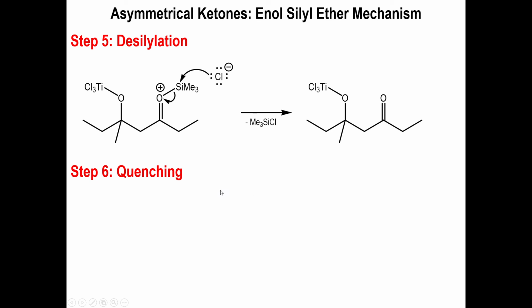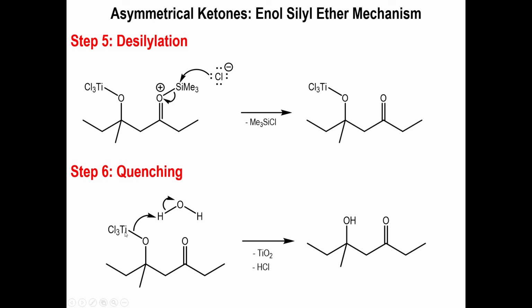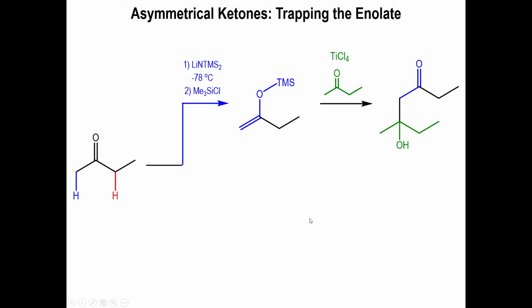So all you do is you just quench it. You add water to this thing and you let the alkoxy group get protonated. And the titanium eventually will crash out as titanium oxide. You'll be producing a little bit of HCl in the process as well. But if you use slightly neutral to basic conditions, then you can completely remove the HCl as water as well. All right, so that's how this mechanism technically works.